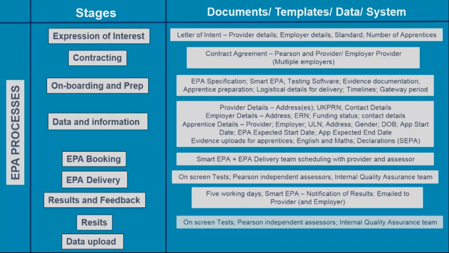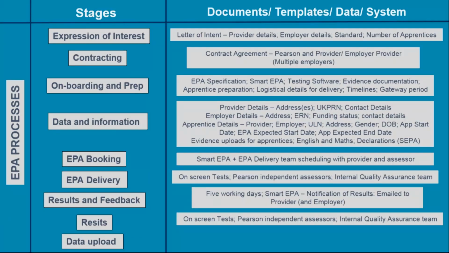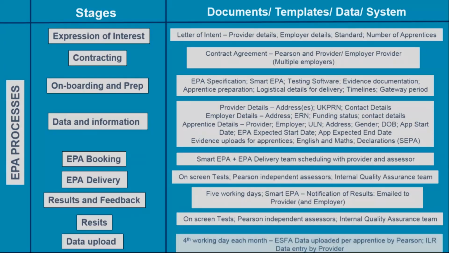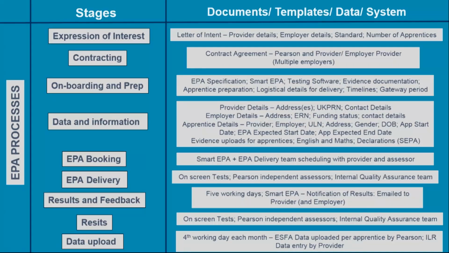The resets are pretty much in the same way as the EPA delivery, so the same things happen at that point. And finally, once the apprentice has successfully completed their EPA, on the 4th working day of each month, we do an upload onto the ESFA data portal for all the apprentices who have completed their EPAs via Pearson. As training providers, you need to use the completion information to also update the ILR at your end. That's when the completion funding would get triggered by ESFA as well at your end. There's a dual data return, if you like.